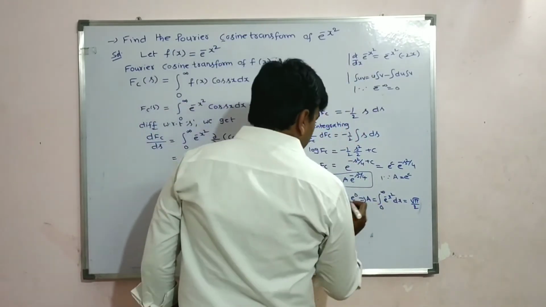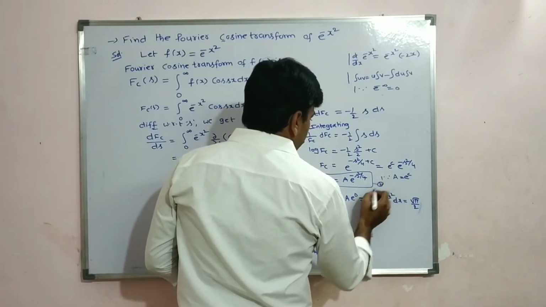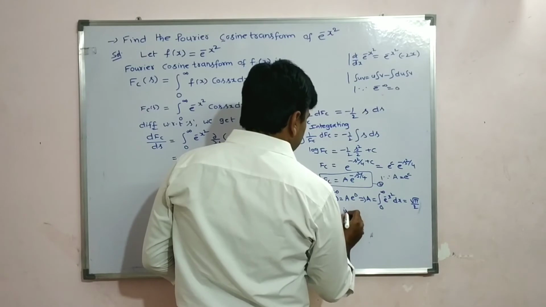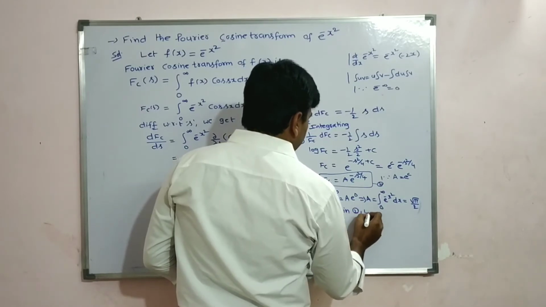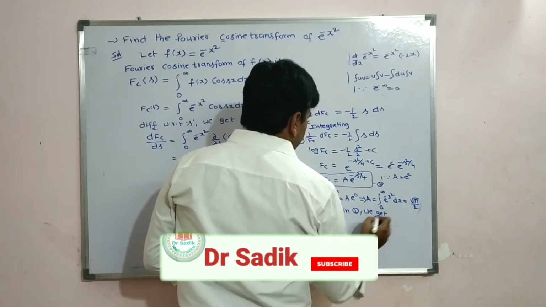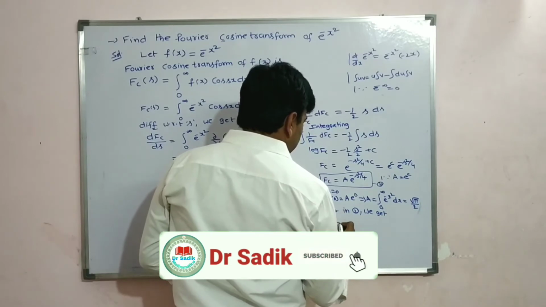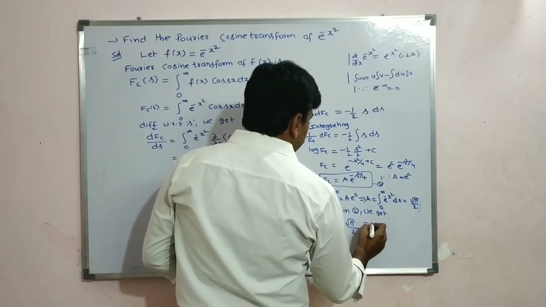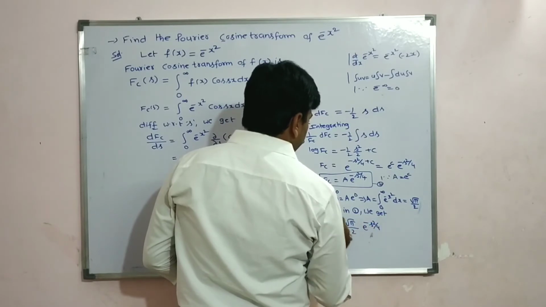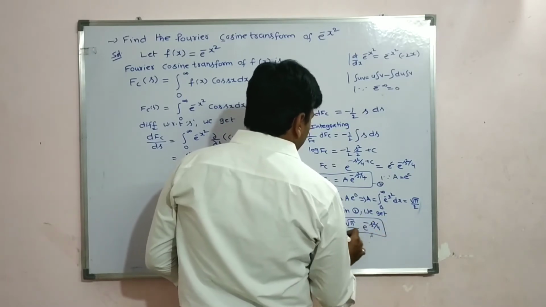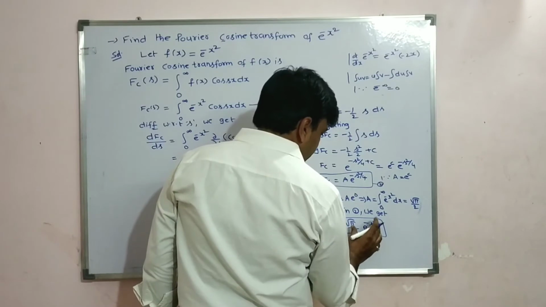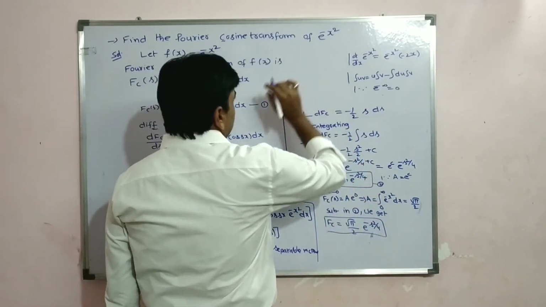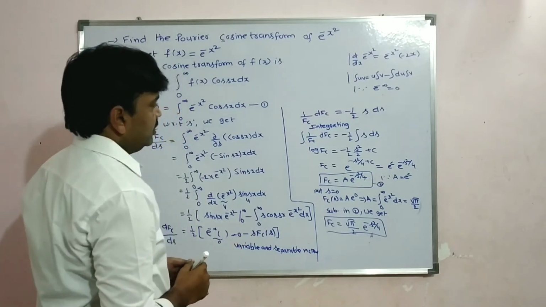Now substitute this in equation 2, we get fc equal to square root of pi by 2 e power minus s square by 4, students. This is the Fourier cosine transform of the given function e power minus x square.